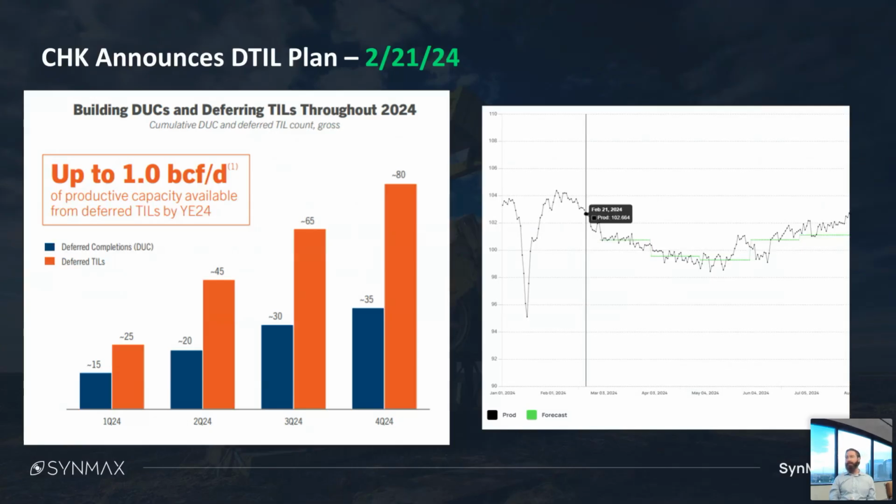So the most prominent example of this, and I think the period when the term DTIL really became commonly talked about in the energy trading world, was on February 21st, when Chesapeake released their end of year 2023 earnings presentation. And they announced to the world and their investors that they were going to be embarking on an outsized deferred TIL program, whereby they were going to be completing the wells, as we discussed before, but they're going to be strategically holding these wells in inventory for times when prices are right, and it's more optimal for them to bring them online.